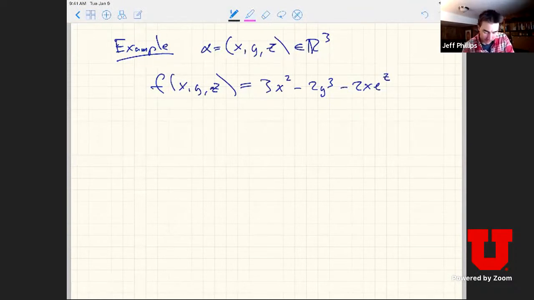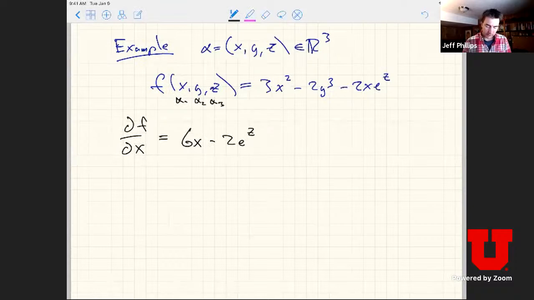So I can write, for instance, df/dx. Remember, α1, α2, α3 are x, y, z. So df/dx, hopefully you've seen something like that before. That means y and z are constants. So df/dx is going to be the first term, 6x, but x also shows up in the third term. So it's going to be minus 2e to the z.